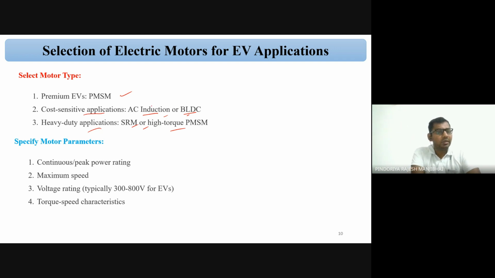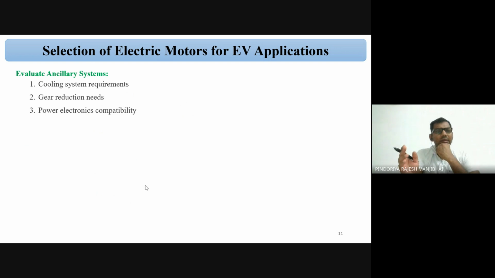Specify motor parameters, so continuous and peak power rating, maximum speed, voltage rating, which is typically 300 to 800 volts for EV application, and torque speed characteristics. So mainly these four parameters we have to consider to specify the motor parameters. Okay.